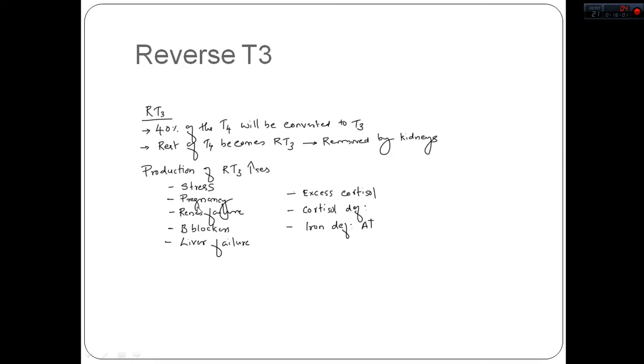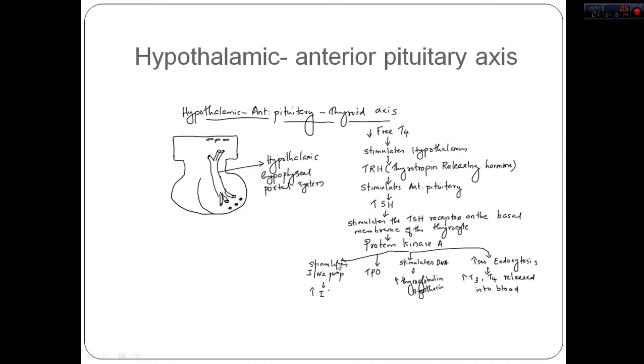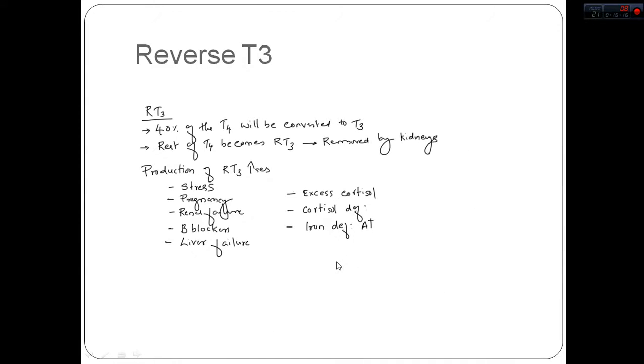These are some of the factors which can increase the production of reverse T3: stress, pregnancy, renal failure, beta blockers, liver failure, excess cortisol, or even cortisol deficiency, and iron deficiency anemia.